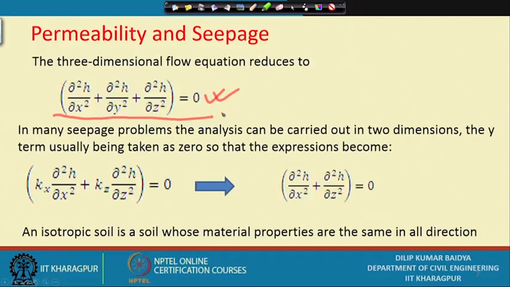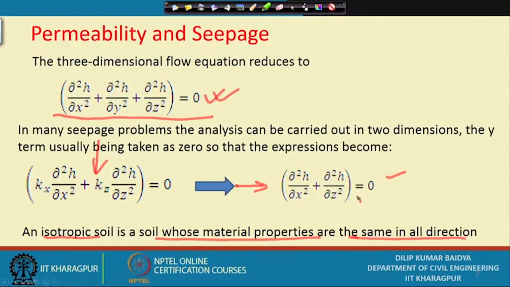And in many seepage problems, instead of handling 3 dimensions, we sometimes handle 2 dimensions, taking 1 dimension as 0, and then this expression reduces to this in generalized form for 2 dimensions, and to this equation if it is isotropic condition in 2 dimensions. We are using the term isotropic again and again. Isotropic means the soil whose material properties are the same in all directions. So, this is the equation.